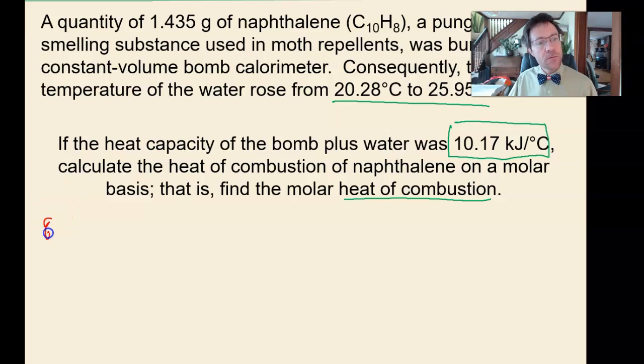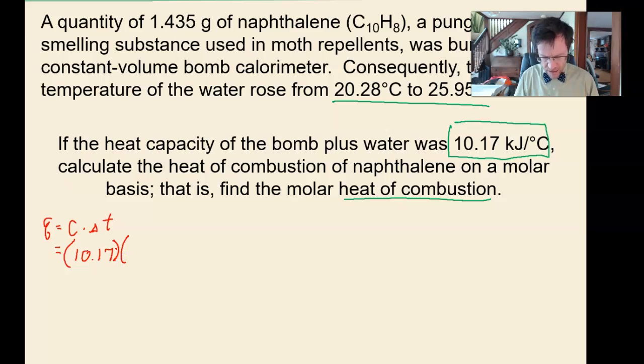All right. So Q equals heat capacity times the change in temperature. That's going to be a simple 10.17. I'm going to use a calculator for this one, because I'm going to get it wrong if I try to do it in my brain. What is it? 25.95 minus 20.28. I'm noticing that I'm getting a positive delta T of 5.67.